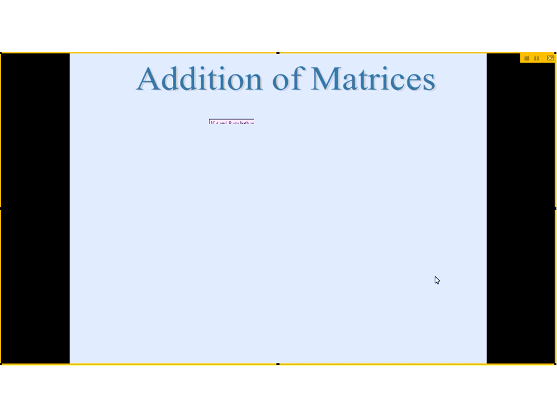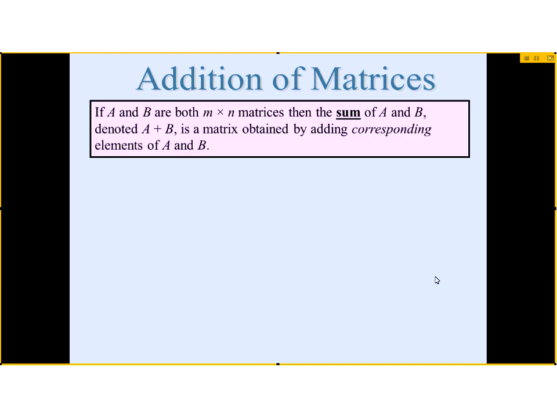So, addition of a matrix. If A and B are both M cross N matrices, then the sum of A and B, denoted by A plus B, is a matrix obtained by adding the corresponding elements of A and B.